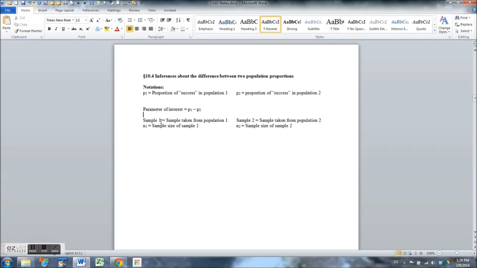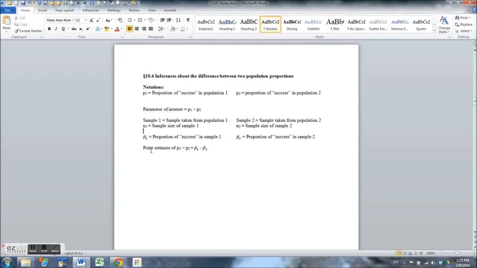So to estimate the difference, we take a sample from the first population and a second sample from the second population. The two samples must be random samples and they must be independent of one another. N sub 1 is the sample size of the first sample, N sub 2 is the sample size for the second sample. Then we calculate the proportion of successes in the first sample, and the notation is P bar sub 1. And P bar sub 2 is the proportion of successes in the second sample.